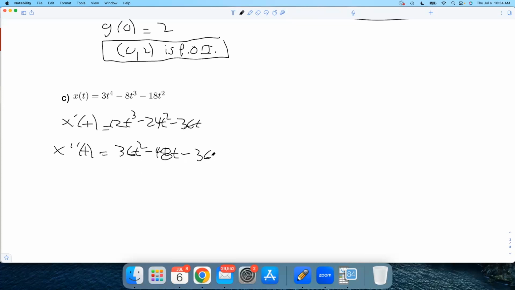Okay, we're going to have 2 possible points of inflection. And my guess is they'll both be points of inflection, but let's check and see. What can we factor out here? 12, I think. That'd be 3t squared minus 4t minus 3. And now we're going to have to figure out how to factor this guy. Let me check my arithmetic real quick.